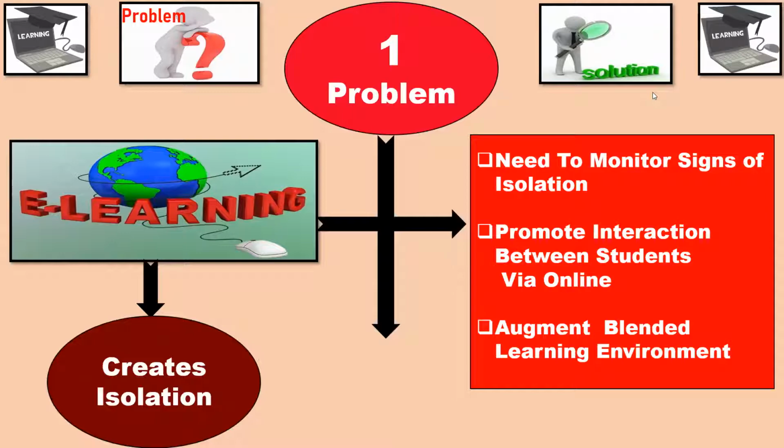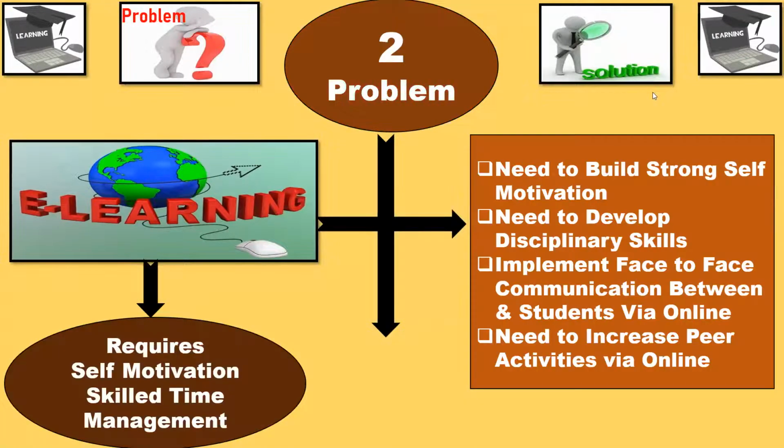That means the creation of social isolation by e-learning should be considered as one of the, and almost the prior, problems, and we can root it out by using these three concepts. Yes, this is the second problem.